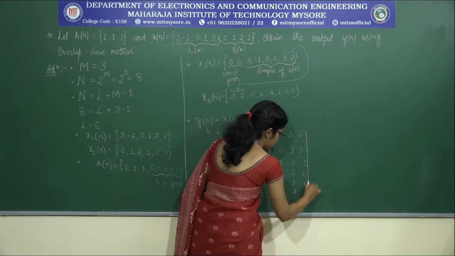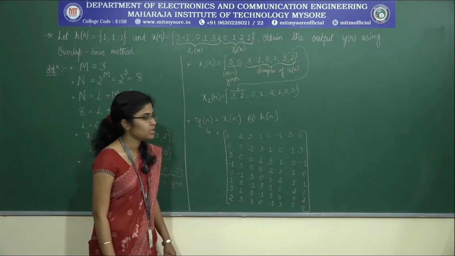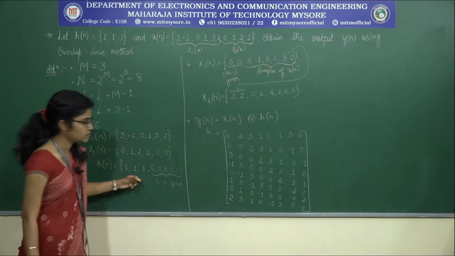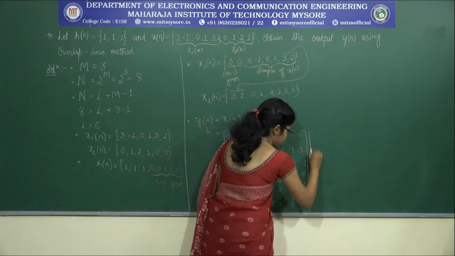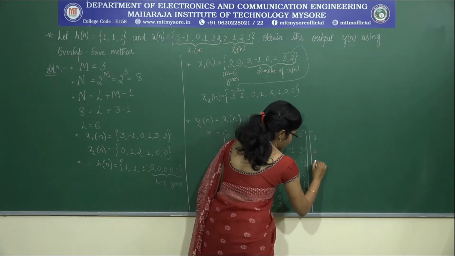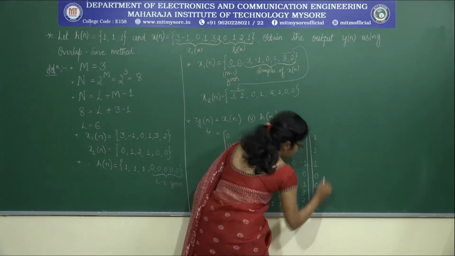So, this completes x1 of n. Okay. Now, what is h of n? H of n is nothing but this sequence. So, let me write the same thing. Okay. That is 1, 1, 1 followed by 5 zeros.